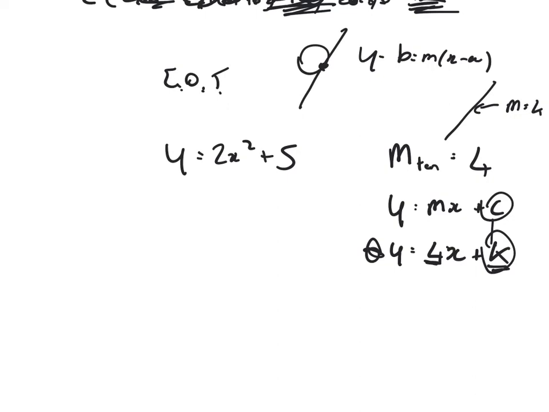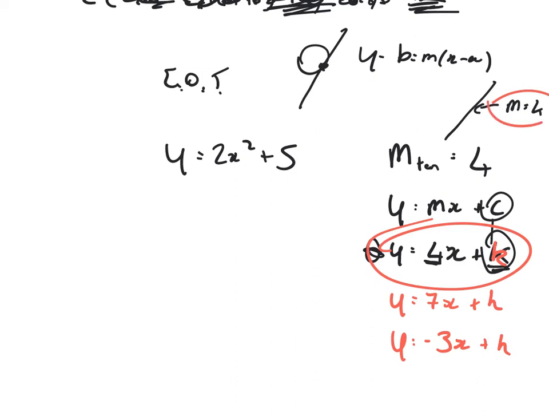Just like, for example, if I said that the gradient of the tangent was 7, then generically speaking we could say that it was y equals 7x plus k. Or if the gradient of the tangent was minus 3, then the straight line could be written as y equals minus 3x plus k in terms of its equation. So generically speaking, if the gradient is 4, the tangent has an equation y equals 4x plus k.